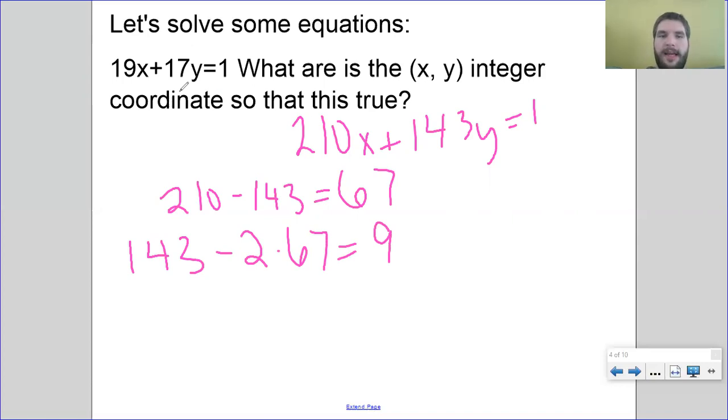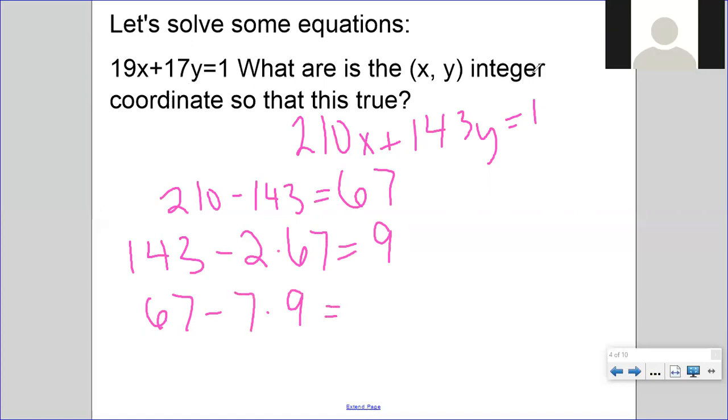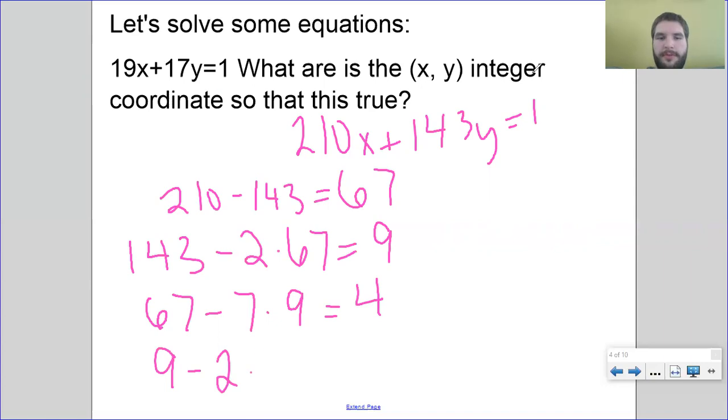Okay, so 2 times 67 is what, 9? And now we get 67 minus how many groups of 9 can I take out? 7. 7. And that leaves me with what? 4? 4. And then 9 minus 2 groups of 4 is equal to 1. And hey, now we're cooking. We like ones.